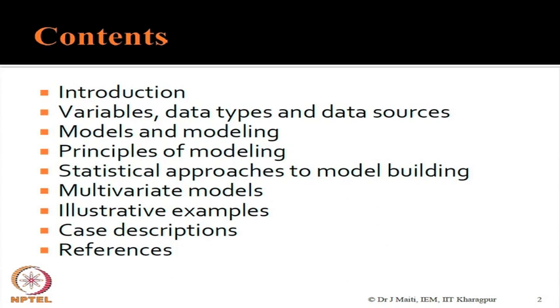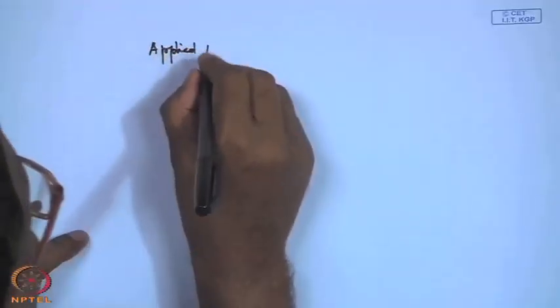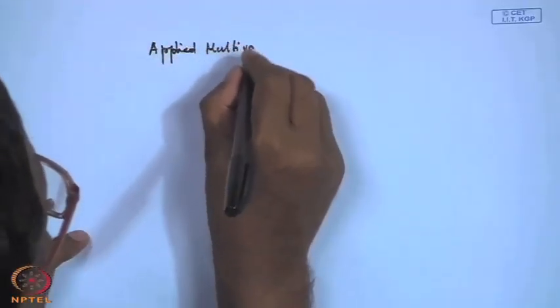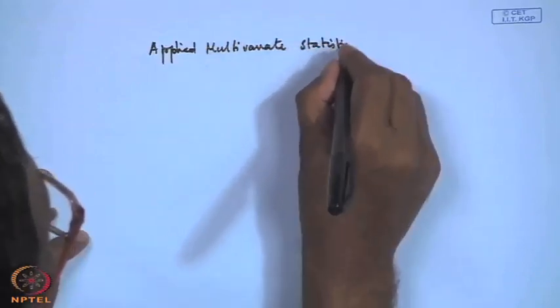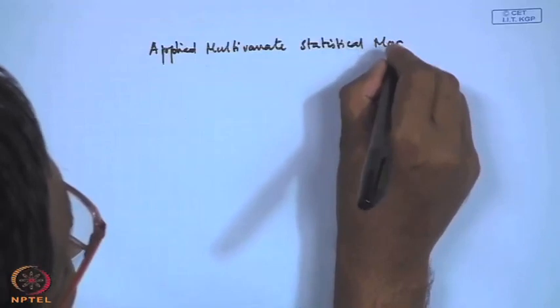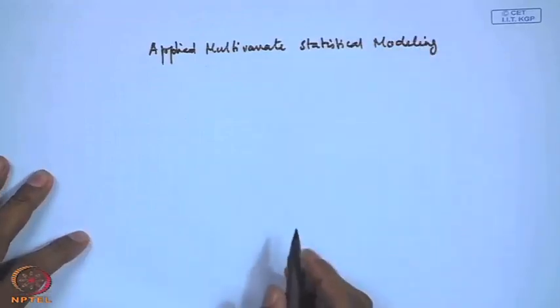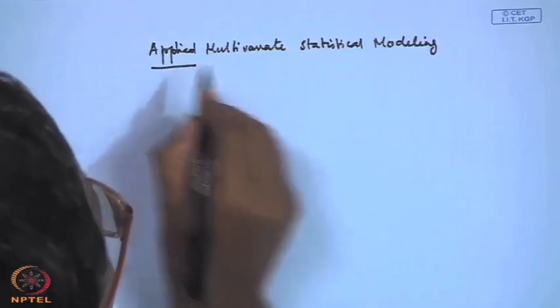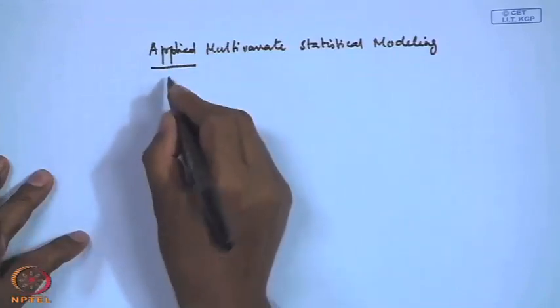Let us start with defining what is applied multivariate statistical modeling. Applied, multivariate, statistical, modeling. So, let us define word by word. First is applied. Now, what do we mean by applied?